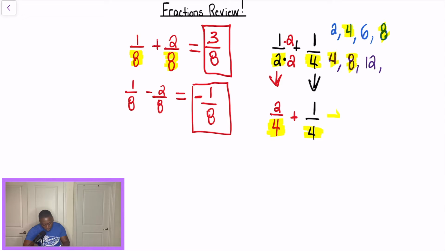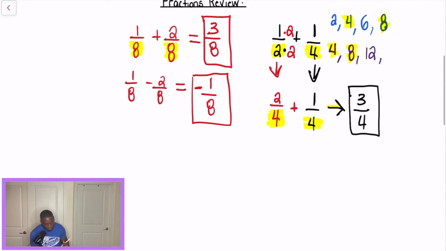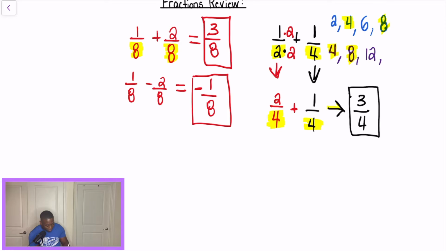So when we go out to the side, right, all we have to do now is add the top numbers. Our final answer will be 3 over 4. So this is adding and subtracting fractions. Now let's go over to multiplication, right? And let's just write this out to the side so we don't forget.